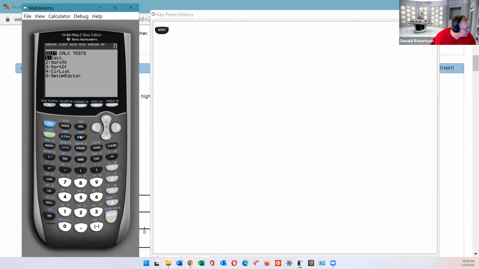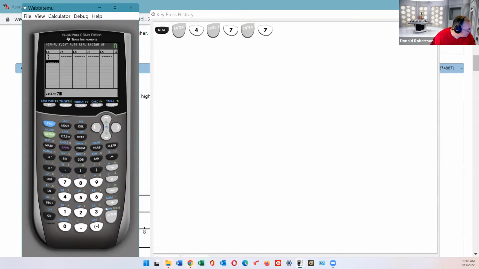Start, edit, and then just type in the numbers. In this case, 4, 7, 7, 8, 9, 10, 11, and 12. So we've been here before, right? We've done that before. Put your data in.